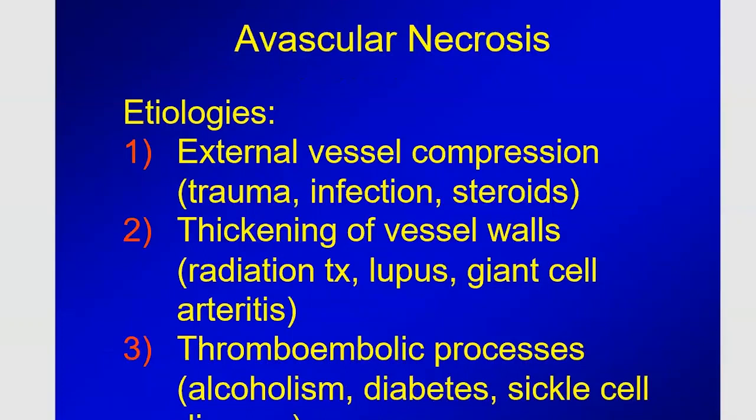Now, I mentioned avascular necrosis a little earlier in the session. Avascular necrosis is typically going to happen when an external vessel gets compressed, right? So through a trauma, through infection, sometimes through steroid use, or there's a thickening of the vessel wall, right? So we see this sometimes with radiation or radiotherapy done. Sometimes lupus or giant cell arteritis can happen. And a lot of times it can be through a thromboembolic process, things like diabetes.